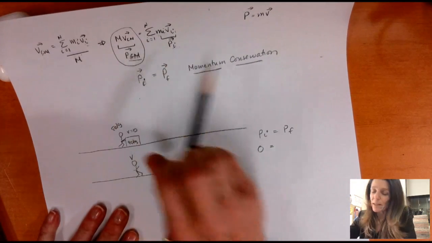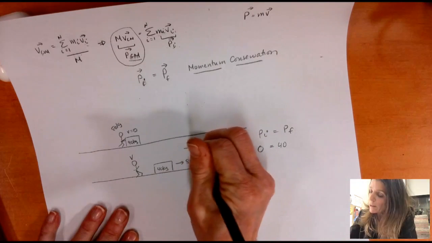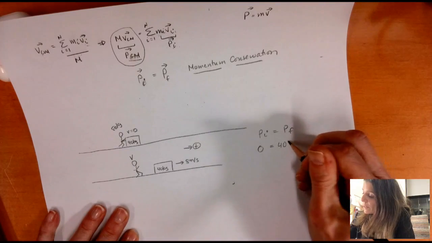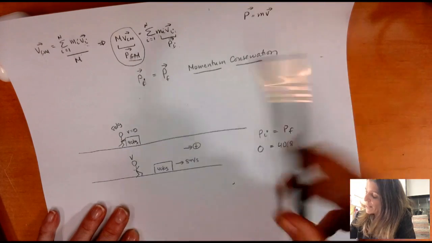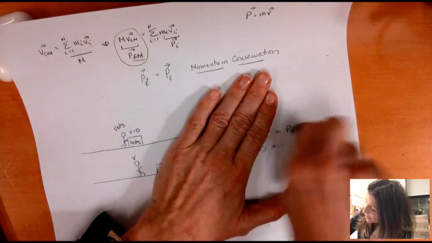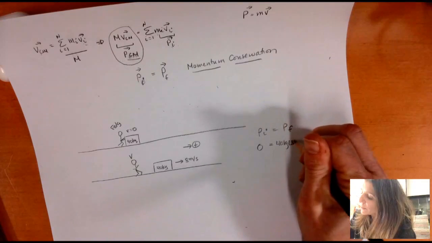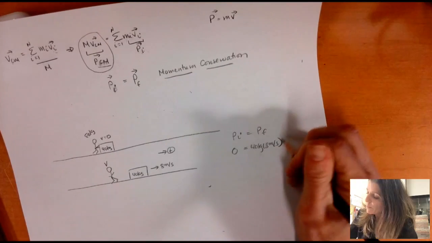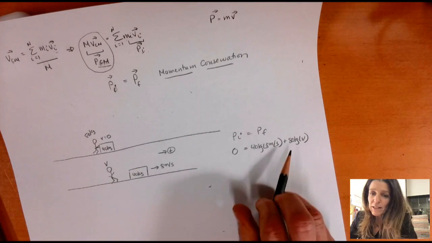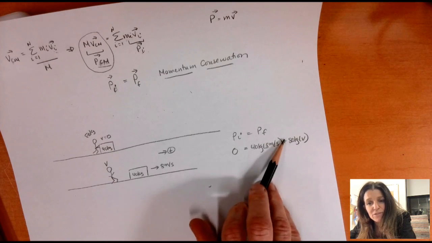Well, let's do the same thing again. First important thing, you have to choose a positive direction and stick with it. I'm going to choose to the right as positive. So, I'm going to be good about my units: 40 kilograms times 8 meters per second plus 80 kilograms times v. Notice I didn't do minus. That's what I was talking about. The v is going to tell you if it's negative. You don't need to force it to be negative.